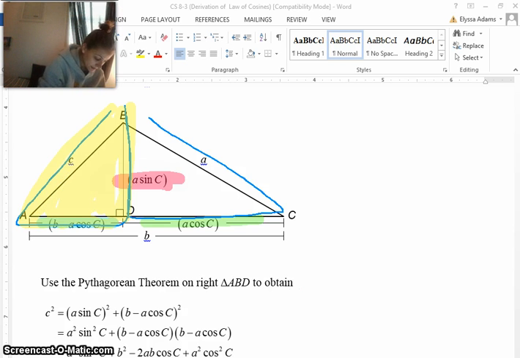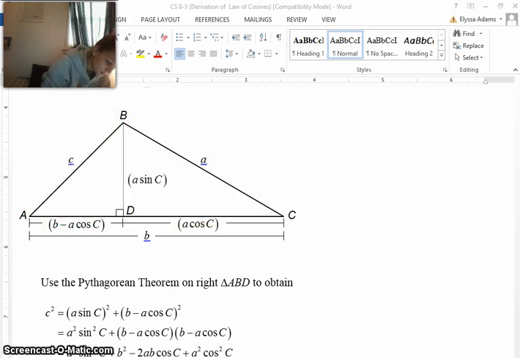So if I do that, that is where I'm starting off on this line of algebra right here. I know that c squared is really equal to a sine c squared plus b minus a cosine c squared. So it looks messy, but it's just the Pythagorean theorem. Okay, so let me scroll down here. It's very messy not having my smartboard.